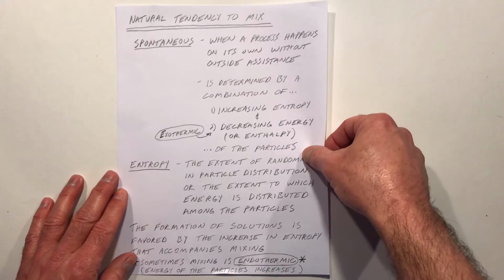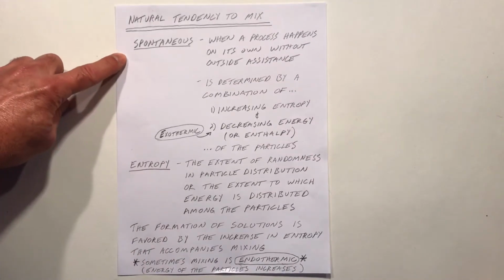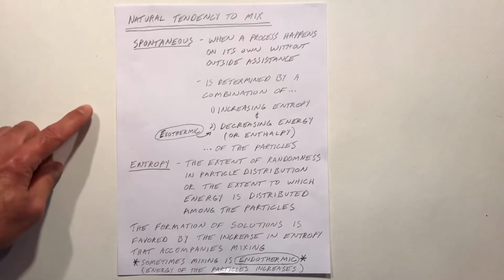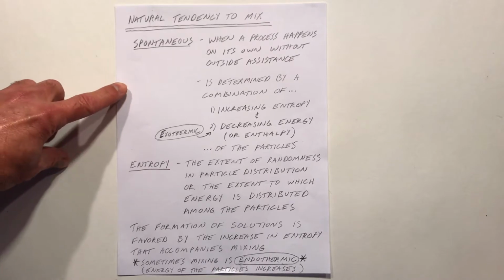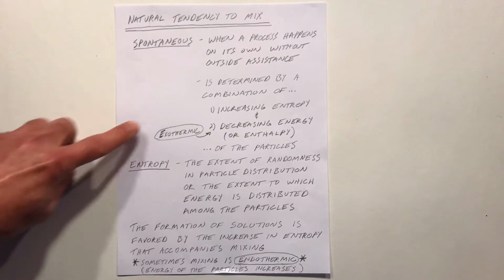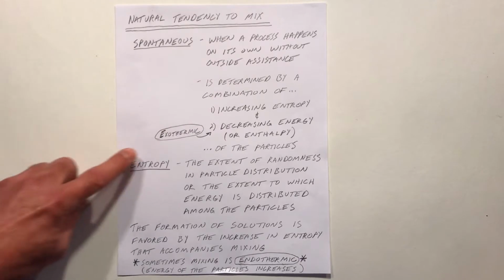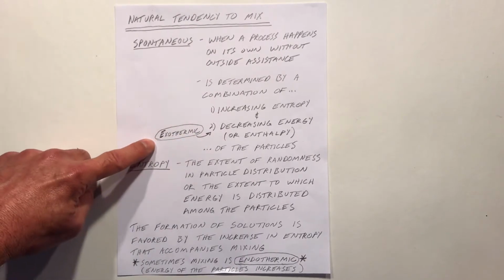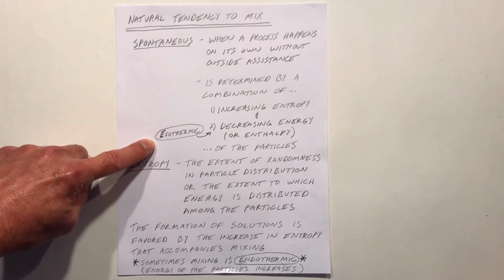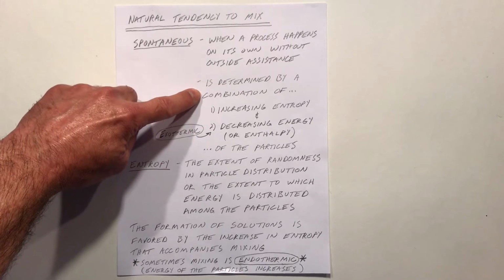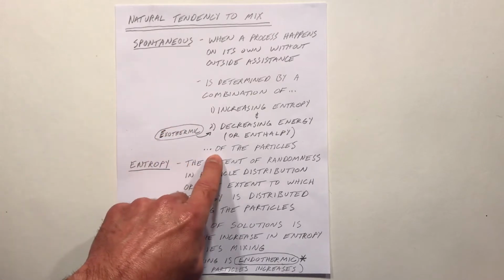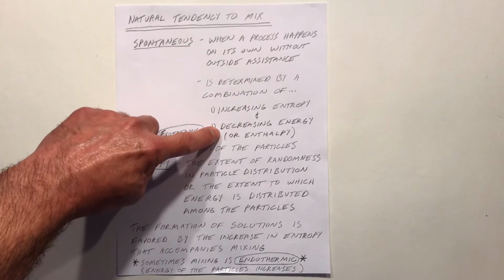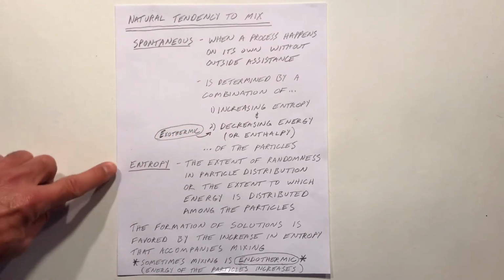There's a term that we need to become familiar with. It's called spontaneous. When a process happens on its own without outside assistance, we can say that process is spontaneous. It's determined by a combination of increasing entropy and decreasing energy. When the process releases energy, or when it's exothermic, that would tend to make it spontaneous. So it's a combination of these two regarding the particles, right? Increasing entropy of the particles and decreasing energy of the particles involved.